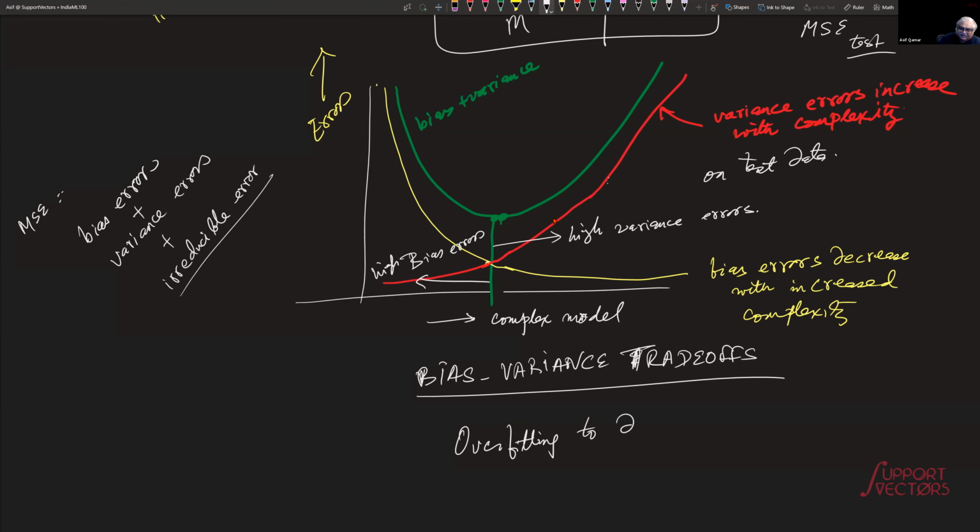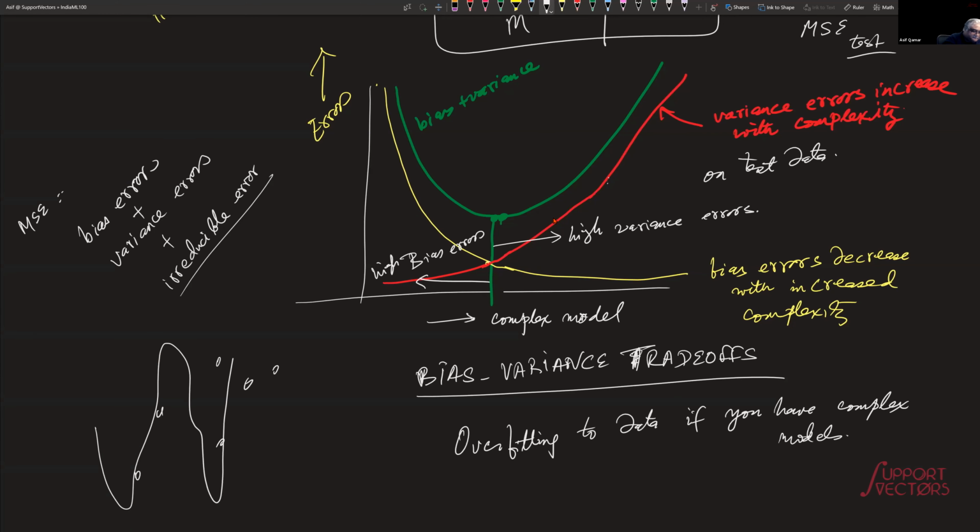Now, when you have high variance errors, when your model is very flexible, you have something called overfitting to data. If you have complex models, what happens is, suppose I give you this data point and you think it's a line. But if your model has gone and it has drawn something like this, sorry, something like this. Let me move this point to here.